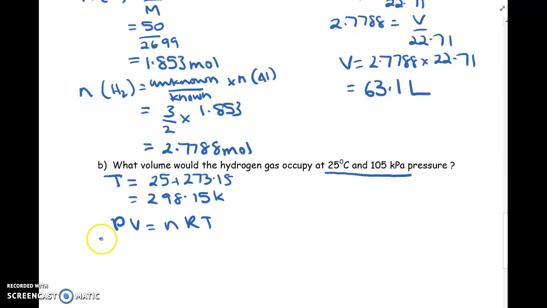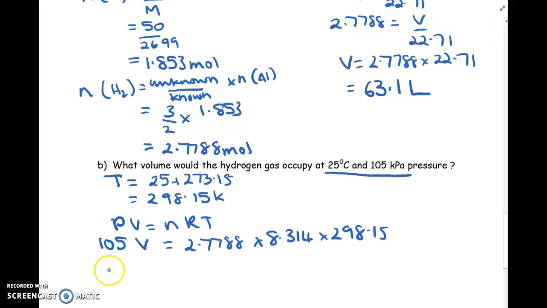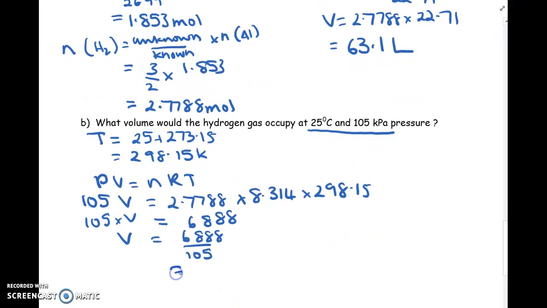Using PV equals nRT. The pressure is 105. We don't know the volume. The moles is the same as previously. The gas constant we get off the data sheet, and the temperature is 298.15. So this becomes 105 times volume is equal to 6,888. So the volume must equal 6,888 divided by 105, which equals 65.6 litres at 3 significant figures.